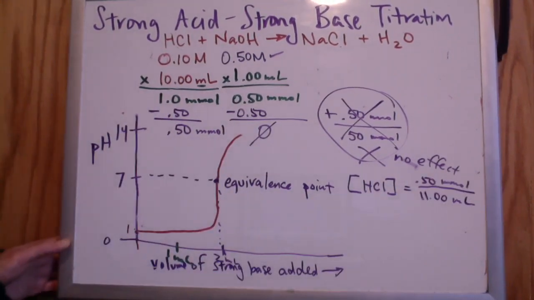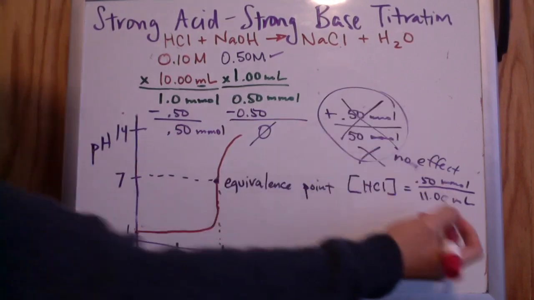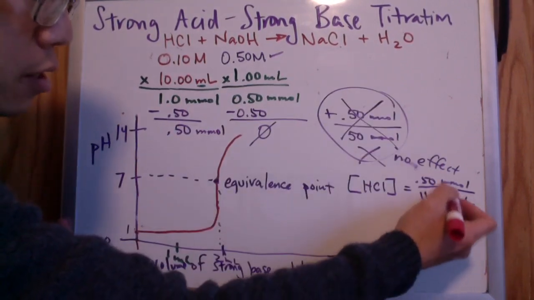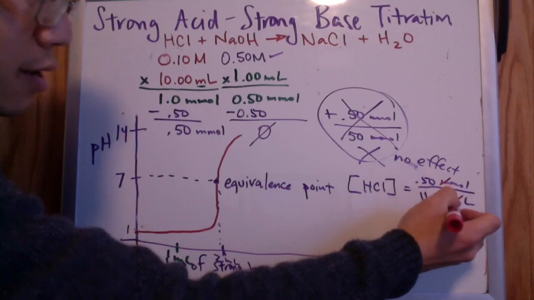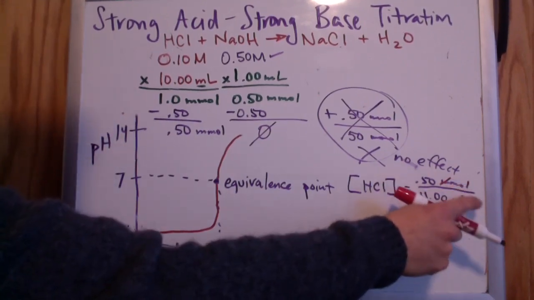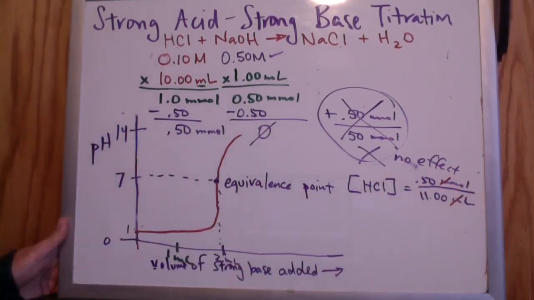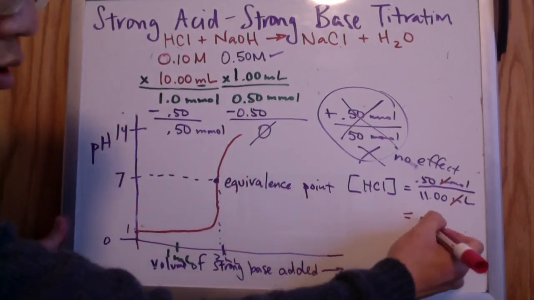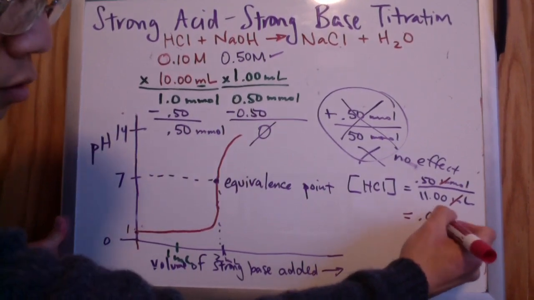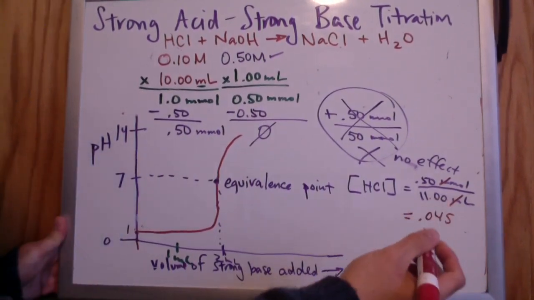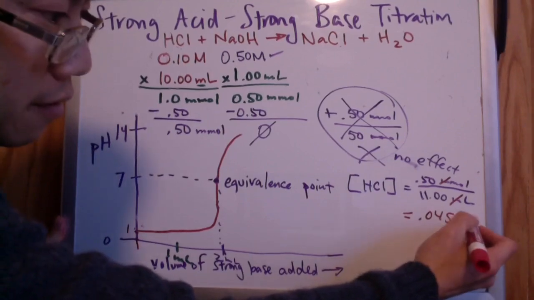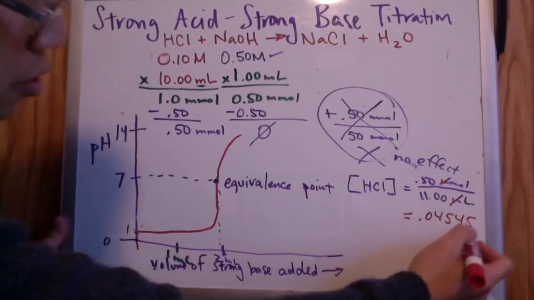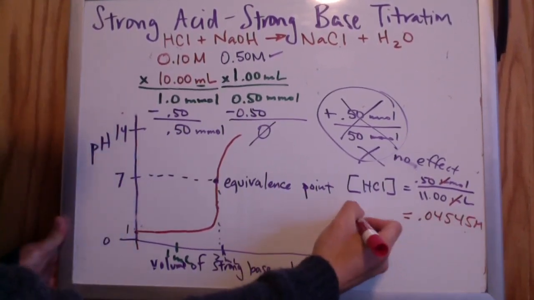And now if you take a look here, we had 0.50 millimoles in 11 milliliters. So we can actually cancel out the millis and we end up with moles. Now we'll just do the division, 0.50 divided by 11, and we end up with 0.04545 repeating. Okay, and then this would be molar for the HCl.